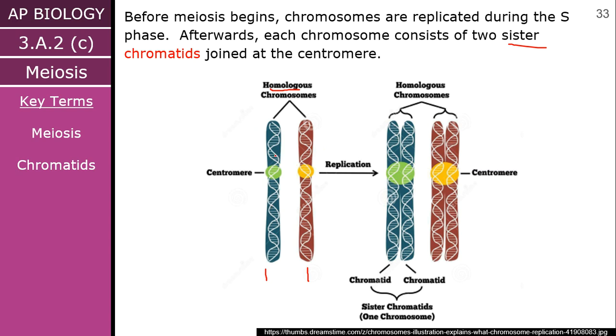Chromosome 1 is going to copy itself. And that means that now, instead of having just those 2 chromosomes, I now have 2 larger chromosomes made up of 2 sister chromatids. So this part right here is very important. This left strand is now a chromatid. This right strand is now a chromatid. But together, they are sister chromatids because they're identical.